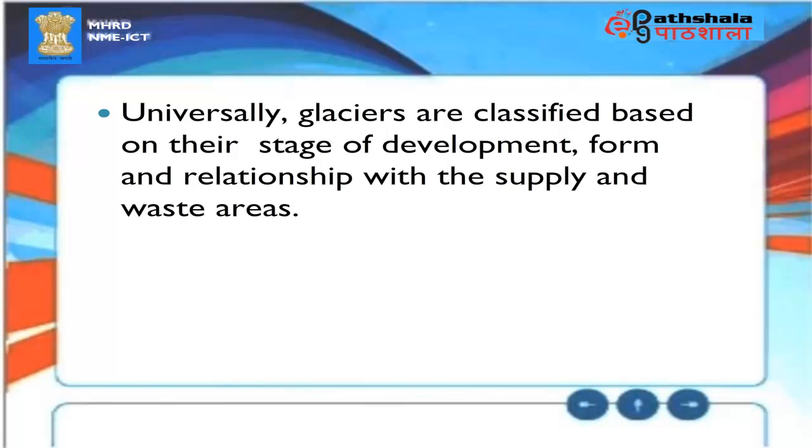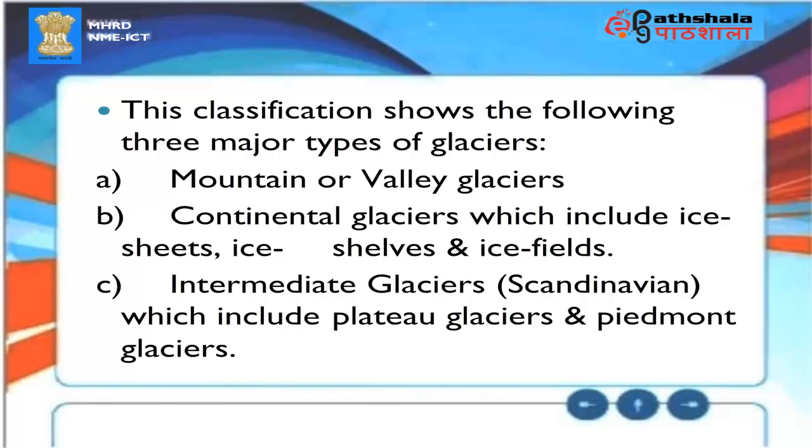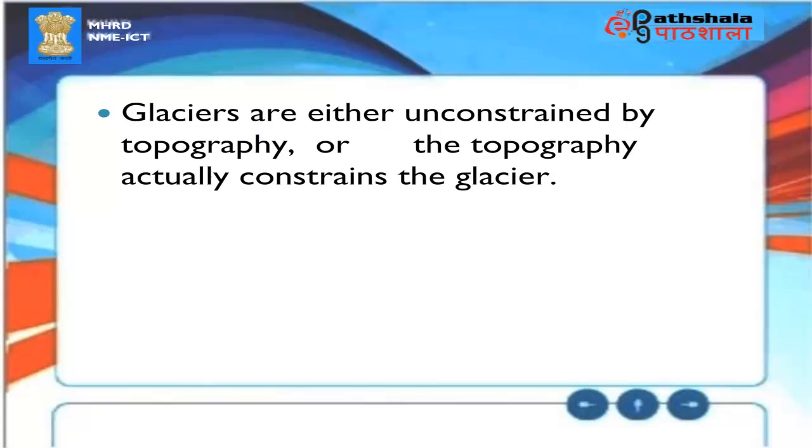Universally, glaciers are classified based on their stage of development, form, and relationship with the supply and waste areas. This classification shows the following three major types of glaciers: mountain or valley glaciers, continental glaciers which include ice sheets, ice shelves, and ice fields, and intermediate glaciers, Scandinavian, which include plateau glaciers and piedmont glaciers. Glaciers are either unconstrained by topography or the topography actually constrains the glacier.